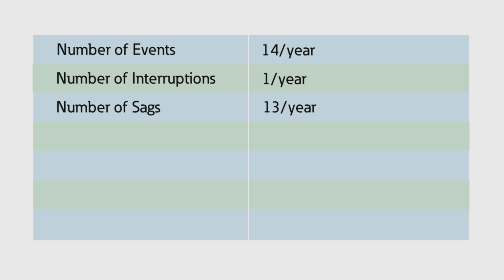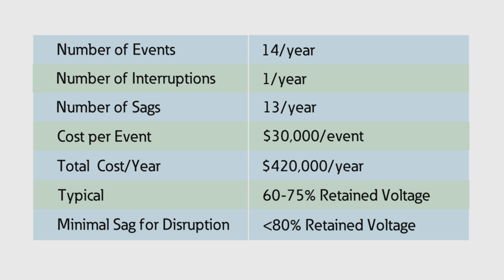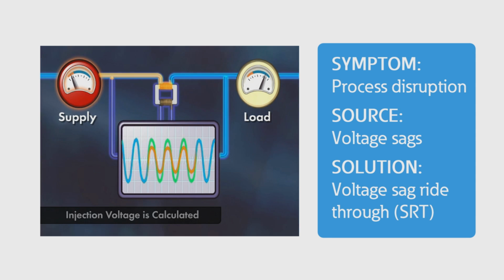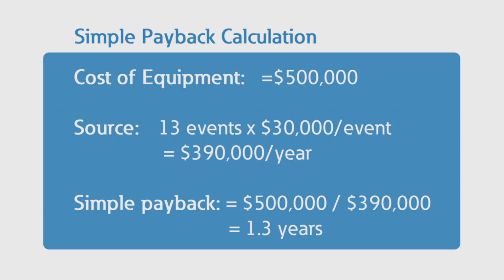They also identified the fact that they lost $30,000 per event as a result of the seized equipment and the associated cleanup after the event. The 13 sags had a typical range of 60 to 75% retained voltage, and a sag over 80% retained voltage wouldn't disrupt their process based on their data. So with that information in hand, we helped them identify a solution, a sag corrector, which would cost them about $500,000. Wow, that's pretty expensive. Yes, but based on the simple payback, the sag corrector could pay for itself in 1.3 years.